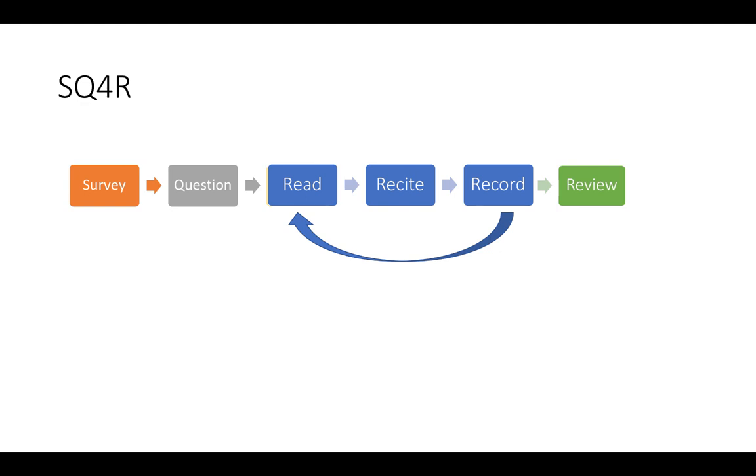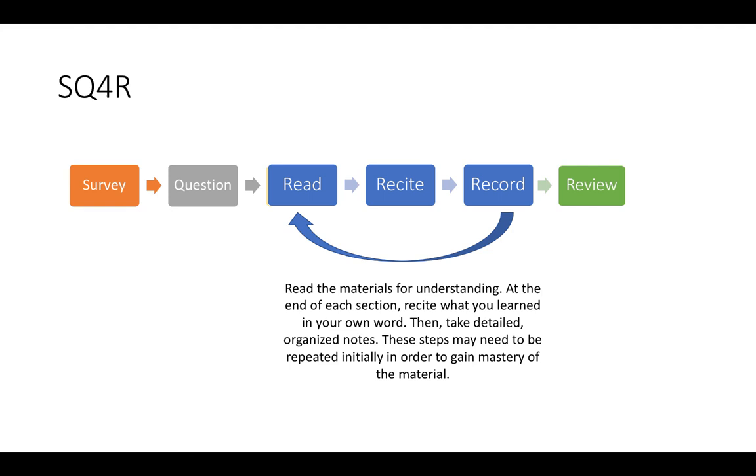Then thirdly, we talk about the read, recite, record method. And what is this? Well, this entails you reading sections at a time. So say you have 10 pages of a DiPiro text to read. Take one section at a time and read it. After you read that section, recite it. Essentially, give a synopsis of what it is you just read. Prove that you understand what you just read. And if you can adequately recite it, then record it.